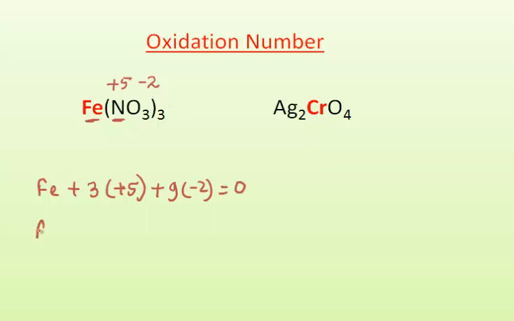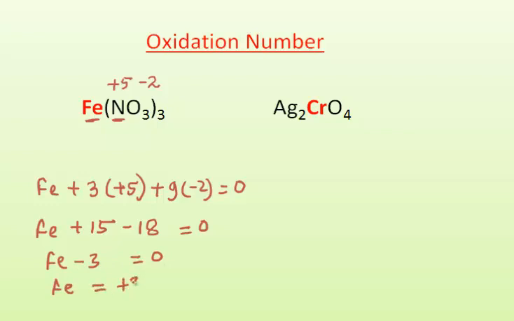Now we do the calculation further, 3 5s are 15, 9 2s are 18, we get -18 is equal to 0, and say Fe, and plus 15 minus 18 is equal to -3 is equal to 0. We can transfer -3 to the right side, we get Fe atom is equal to +3. Well, the oxidation number of Fe atom in this compound is +3.